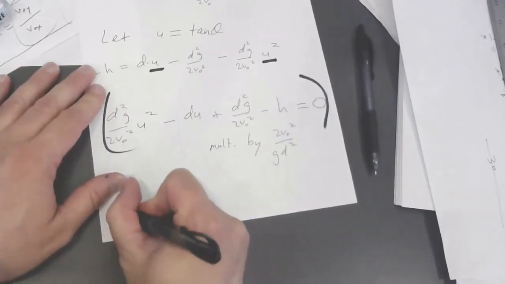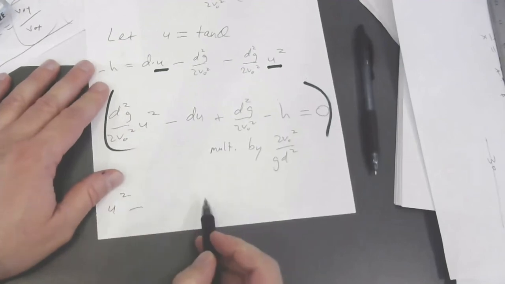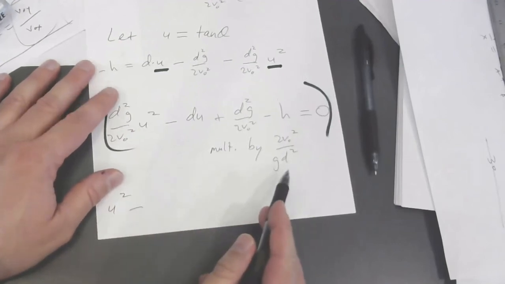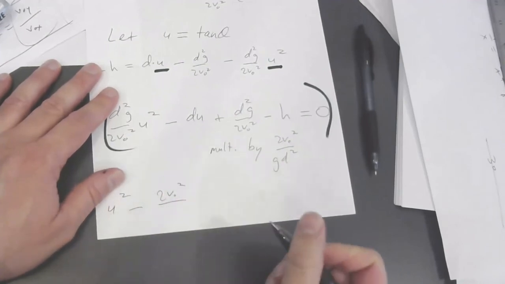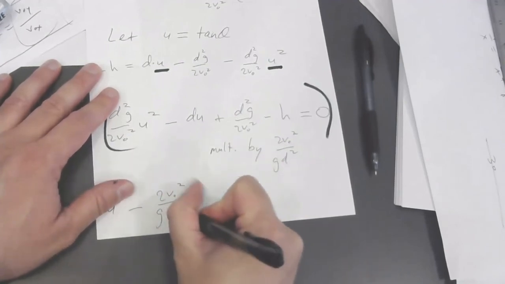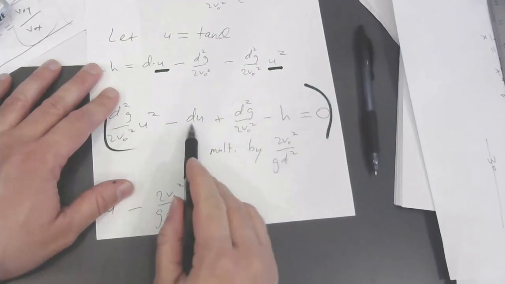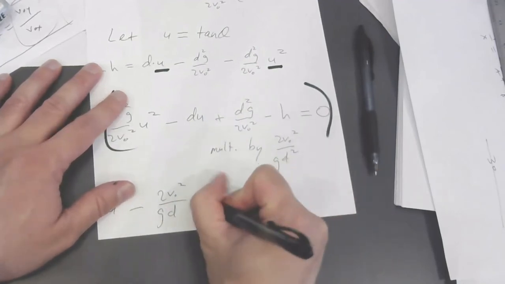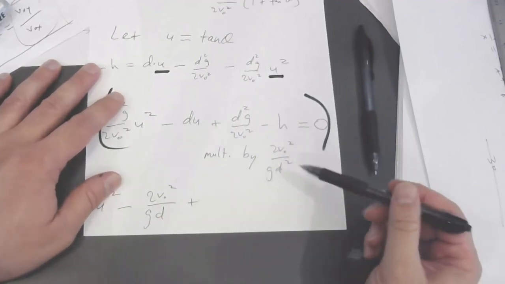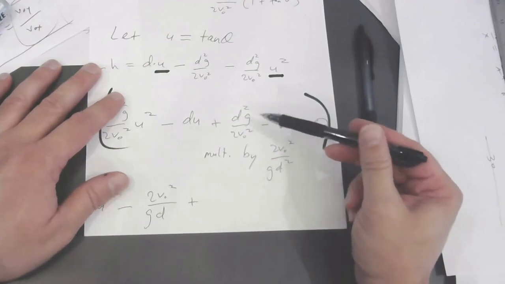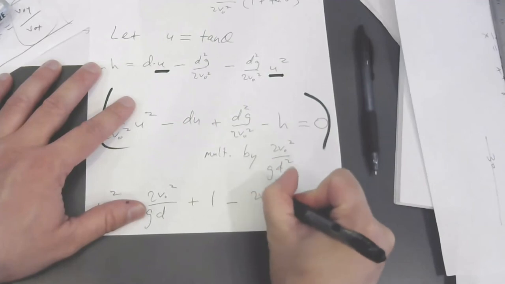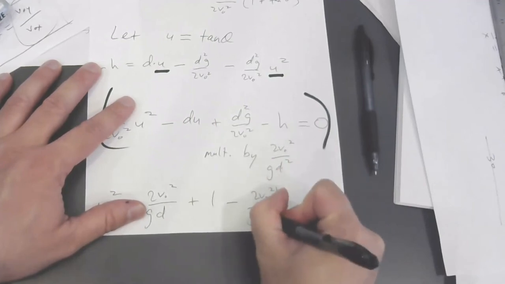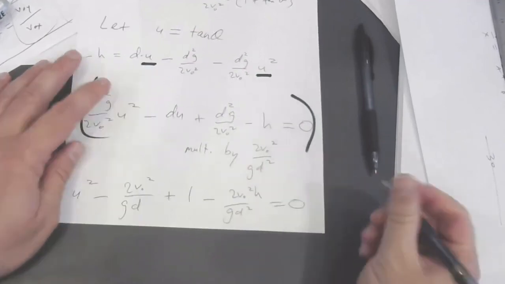So after doing that, I get u squared minus, if I multiply by all that, I would have a 2v0 squared over g d now, because one of the d's is canceled by the d that's already there, plus, well, this just becomes 1. That's kind of cool. Minus 2v0 squared h over g d squared, and that's got to equal 0.